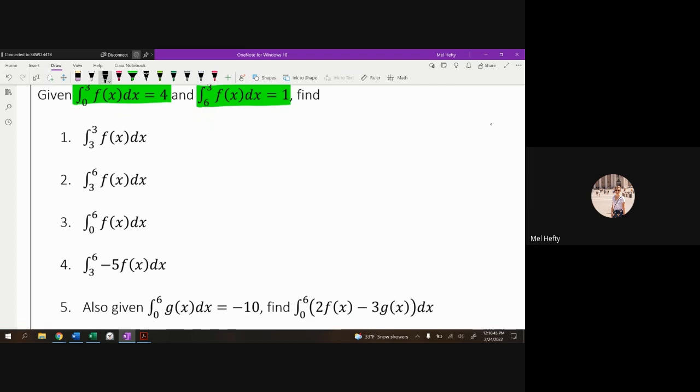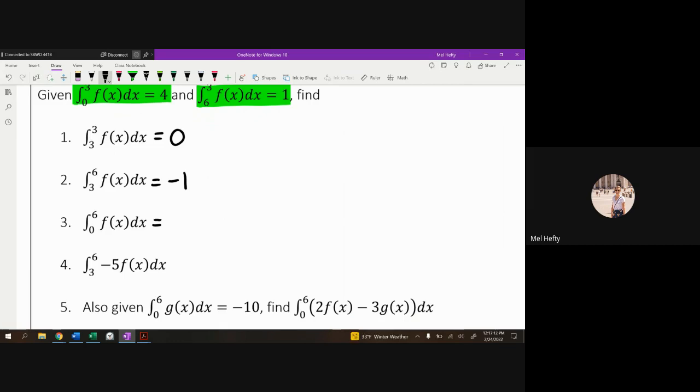Number 1 is 0. Excellent. Number 2 is what? Negative 1. All right, so we flipped the bounds on this one, so we made it negative 1. 3 and 4 are both 5. I disagree with one of those. You think 3 is 5? Oh, you think 3 is 3.